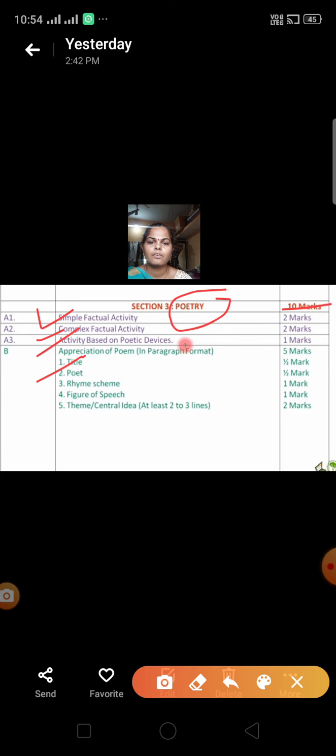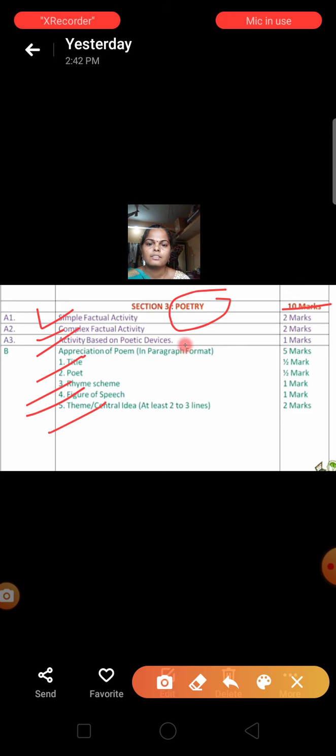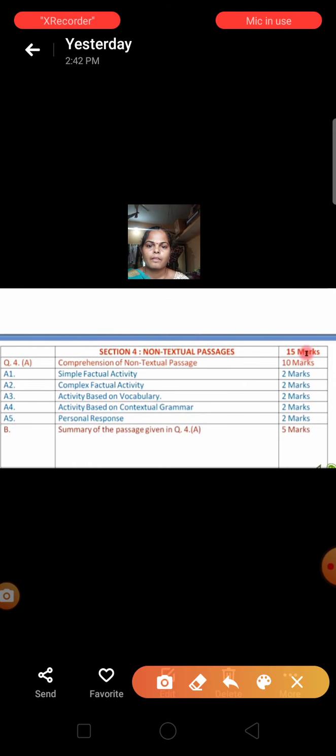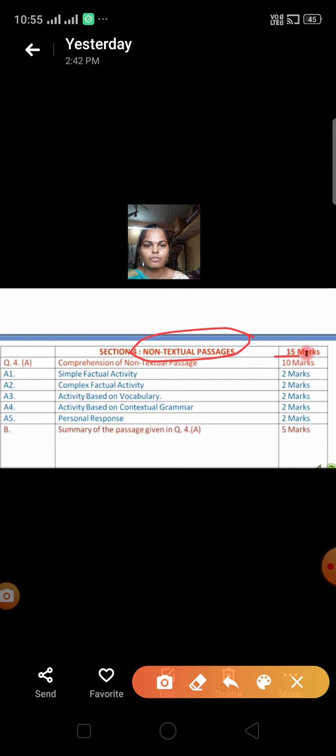It is in paragraph format. Okay, so here title is for half mark, poet half mark, rhyme scheme 1 mark, figure of speech 1 mark, theme or central idea at least 2 or 3 lines you have to write here for 2 marks. Understood? Let's see. Now section 4, it is non-textual passages. Non-textual passages means out of the text you will get passages. Okay, it is for 15 marks.